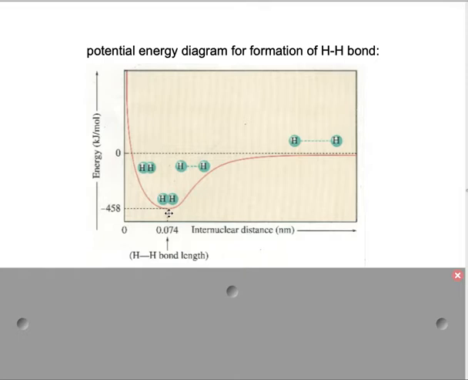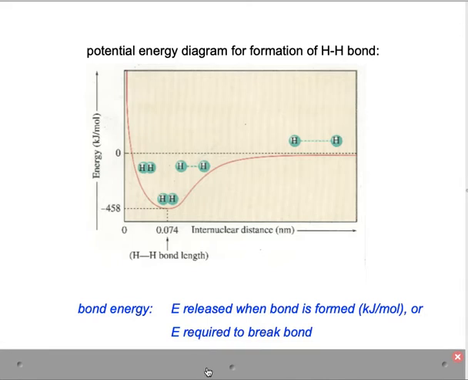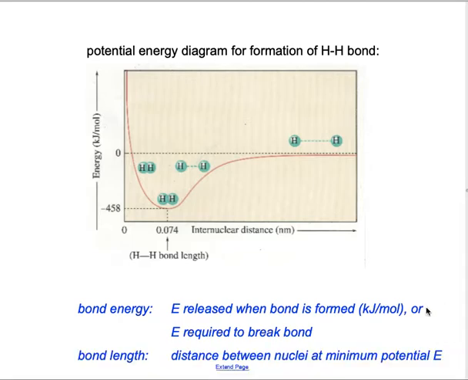If you start to push the nuclei closer together, however, then the potential energy begins to increase as nuclear-nuclear repulsion takes place. At the bottom of this potential energy well, we have two numbers. One is the bond energy. It is the energy released when the bond is formed in kilojoules per mole, or conversely, the energy required to break the bond. We also have the bond length, which is the distance between the two nuclei at minimum potential energy. So you can see for the hydrogen-hydrogen bond, the bond energy is 458 kilojoules per mole, routinely given as a positive quantity, and the bond length is 0.074 nanometers, or 74 picometers.